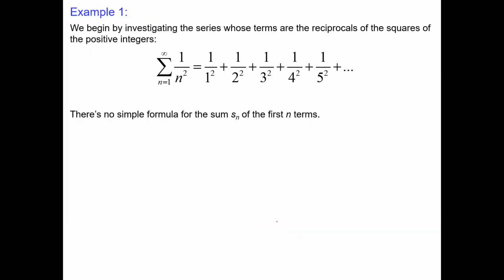Let's start. What do I have? I have just this infinite series. Let's start our investigation looking at the addition of the reciprocals of the squares of the positive integers: 1 over n squared, 1 over 1 squared, 1 over 2 squared, 1 over 3 squared, and so on. Definitely the terms are positive.